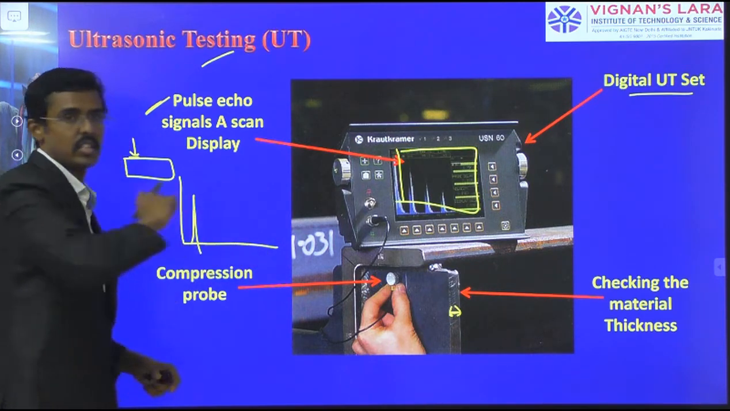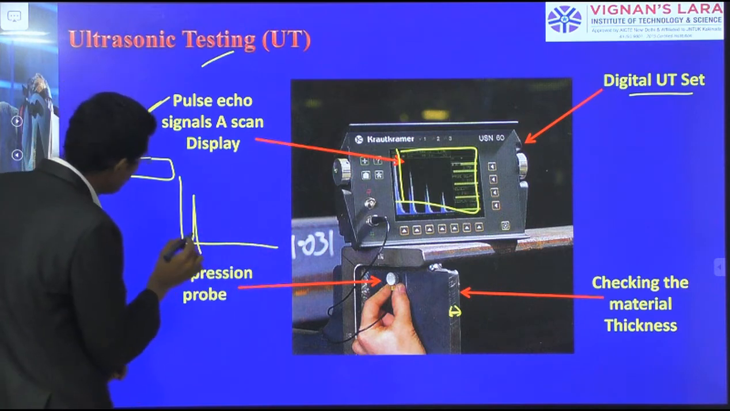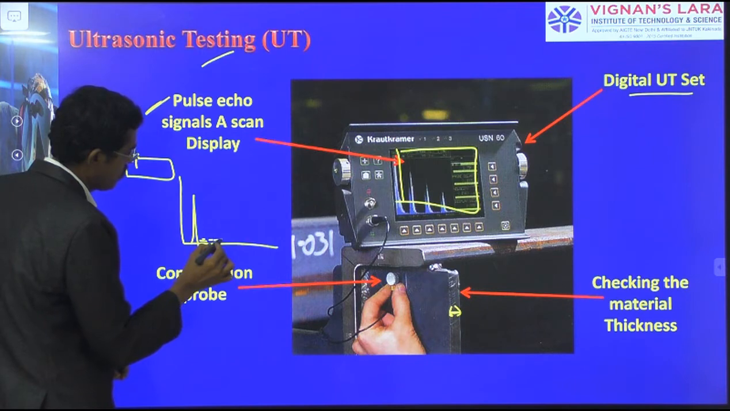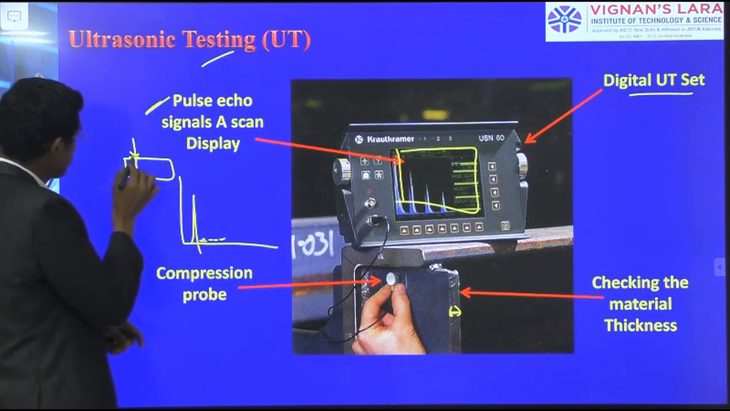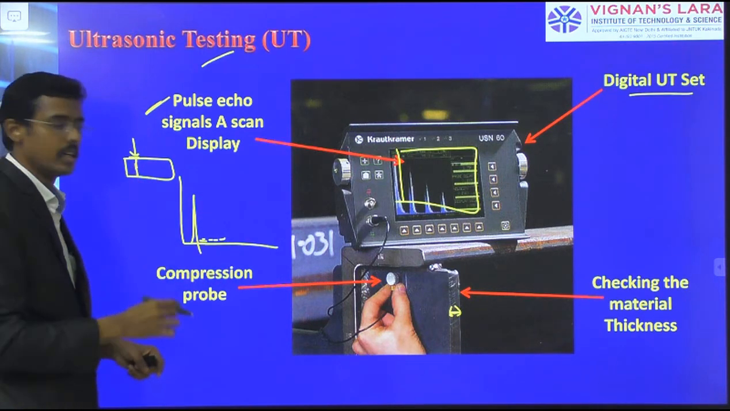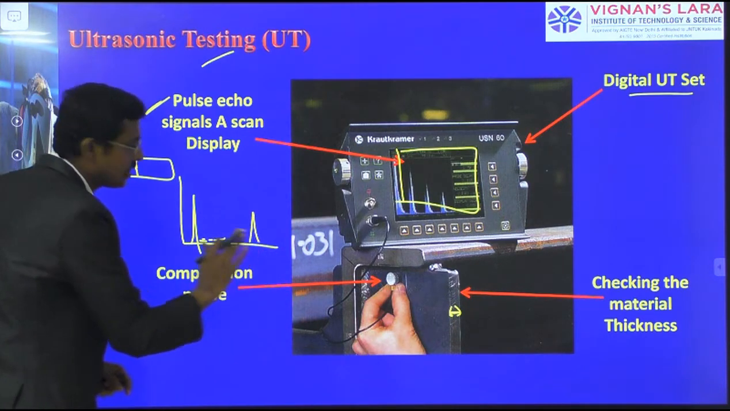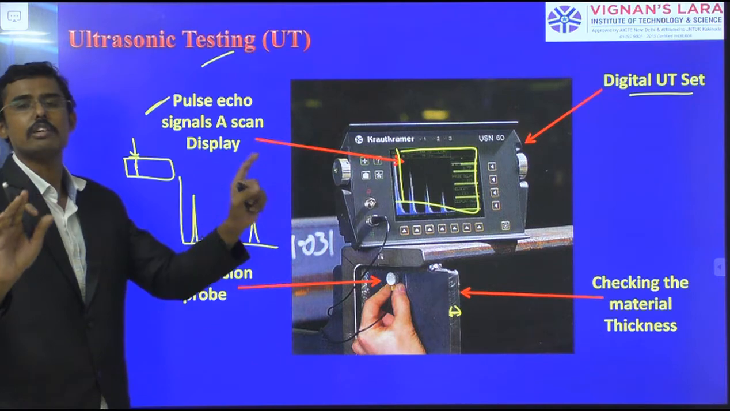The x-axis I am representing as the total thickness of the specimen, and as the wave keeps moving through, when it hits the bottom surface of the material, we get one more peak. Therefore, in the middle, no defect is found.